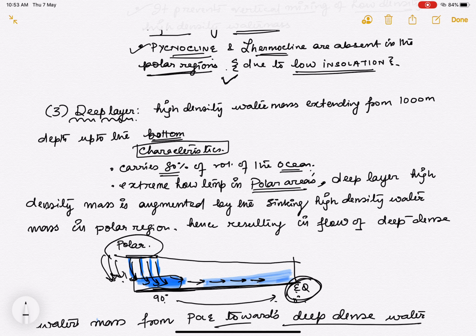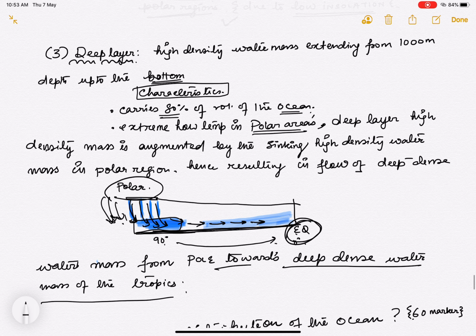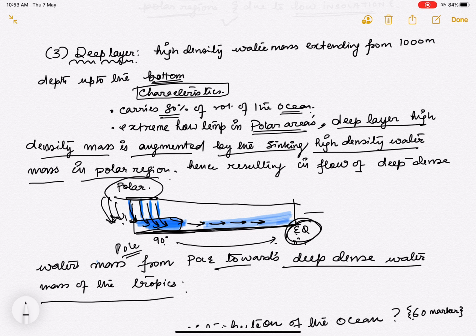Next, deep layer. It's the high density water mass extending from 1000-meter depth to the bottom. Characteristics: it carries 80% of the volume of the water of the ocean. Next, because of extreme low temperature in the polar areas, the deep layer high density mass is augmented by the sinking high density water mass in the polar region. Understand this. From the equator towards the pole, we have the dense water mass which lies in the bottom of the ocean or beyond this 1000 meters.